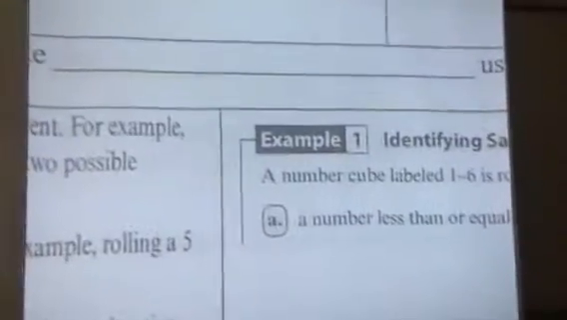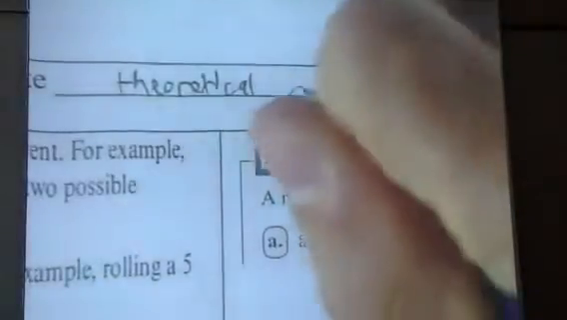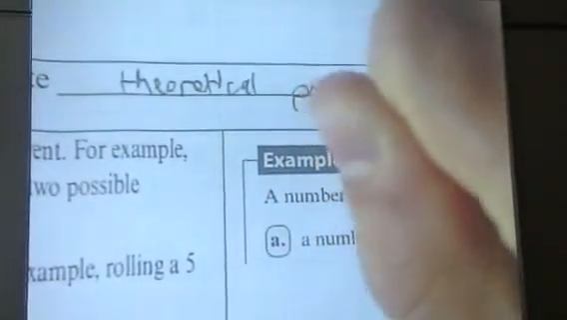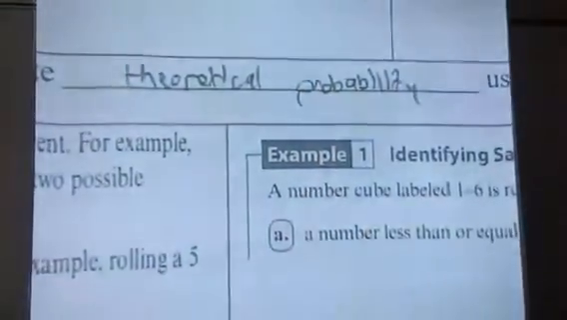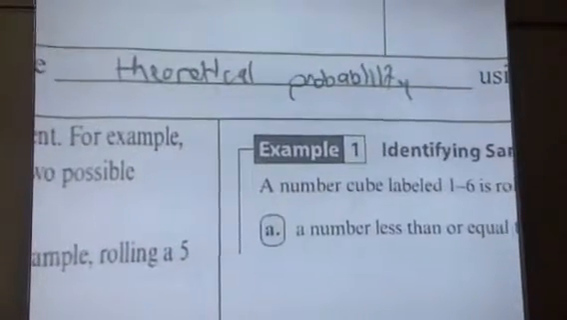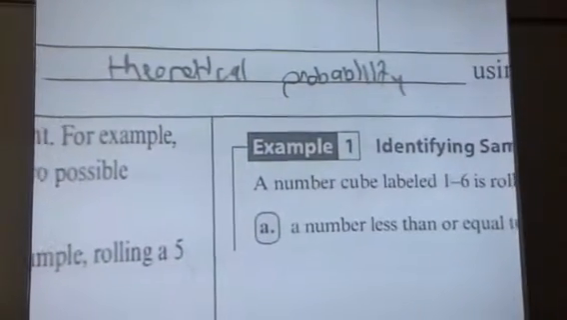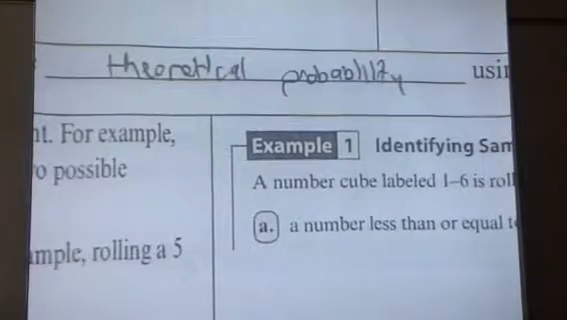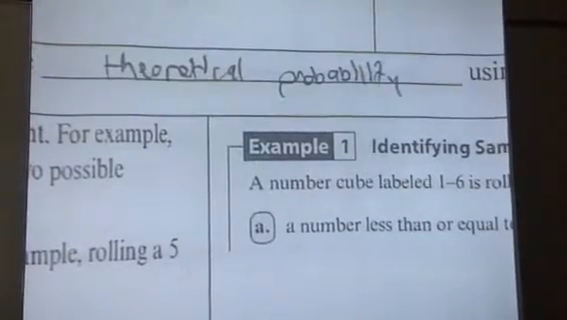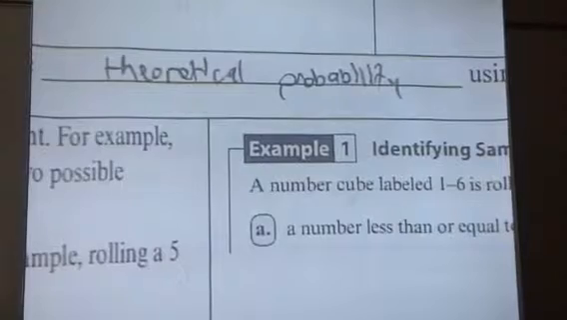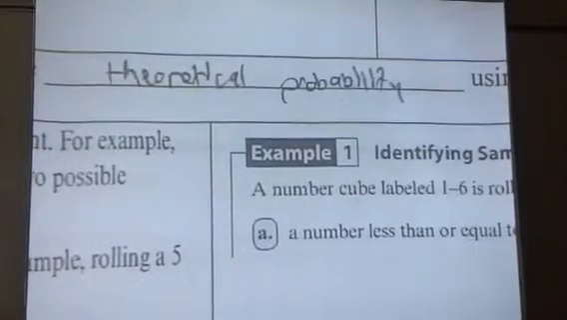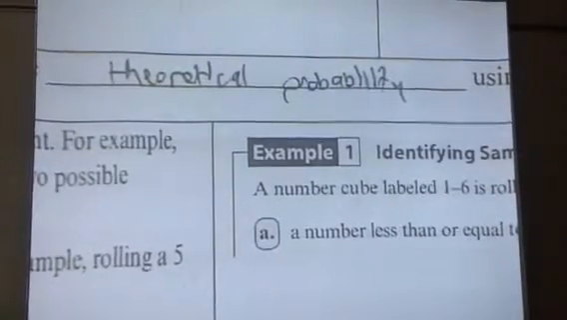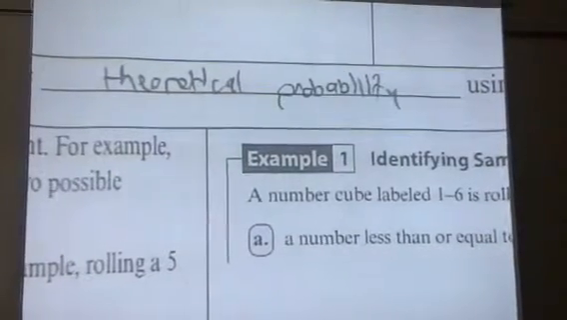Alright, we are on lesson 14. Our objective for today says I will be able to calculate the theoretical probability of events using sample spaces and chance. Probability is helpful when you're trying to figure out who is going to win a football game. If one team is 10-0 and the other team is 0-10, there's not an equal chance that both of those teams are going to win.